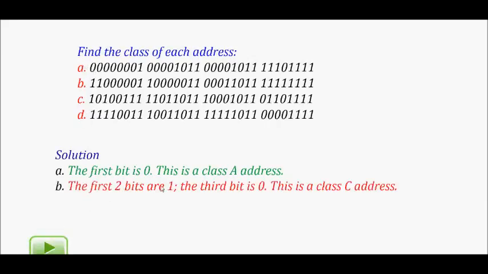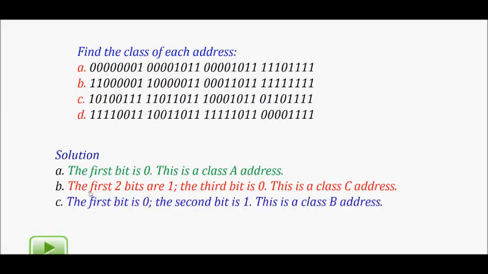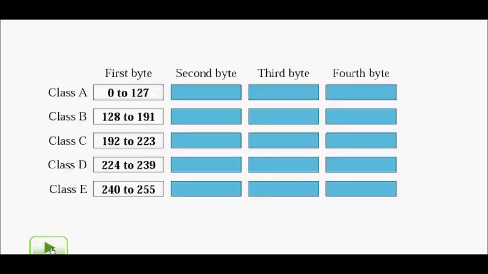The first bit is 0, this is class A. The next one, the first two bits are 1, the third bit is 0, so this is a class C address. Then 11010, this is when you have 1 followed by a 0, the first two bits are 10, so it is class B. And then the last one, 1111, it is class E. So we are done with this one also.